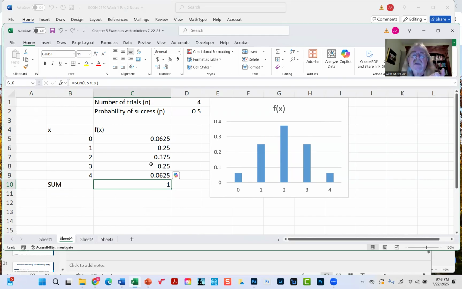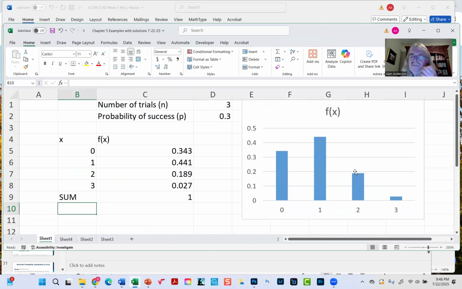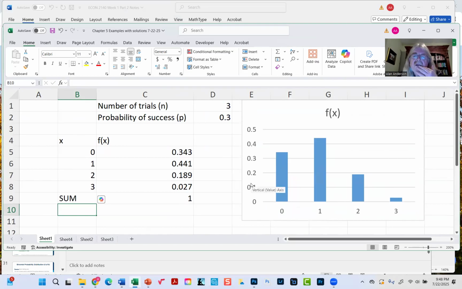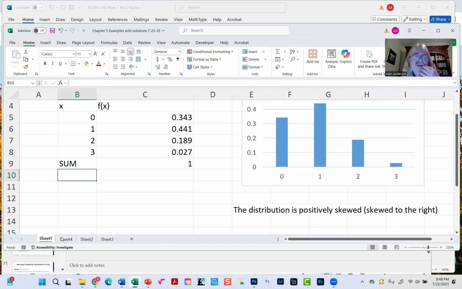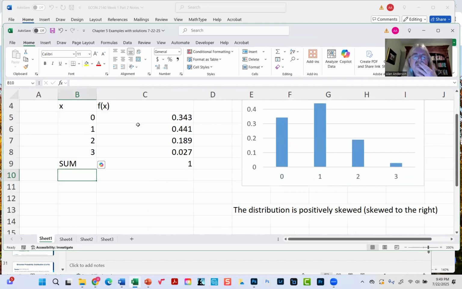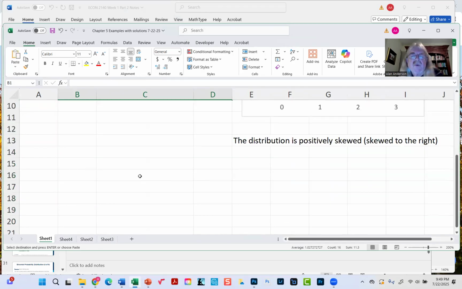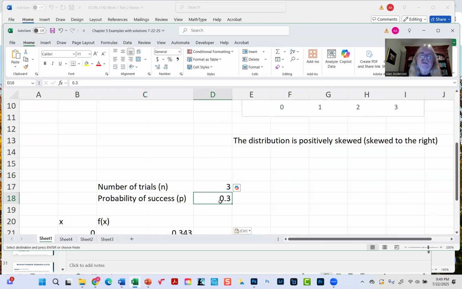But anyway, the bottom line is we can visually see here that this one is symmetrical. This one is skewed to the right just by looking at it. And by the way, the reason why this is happening is because the probability of success is less than a half, where here it's exactly a half. And if I were to try a different case where P is now, let's say, 0.7, more than a half.